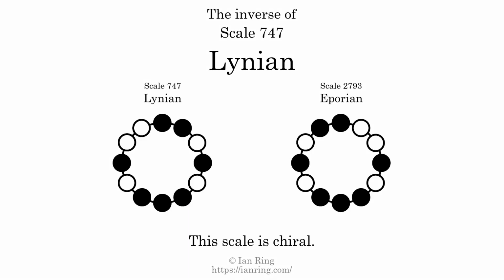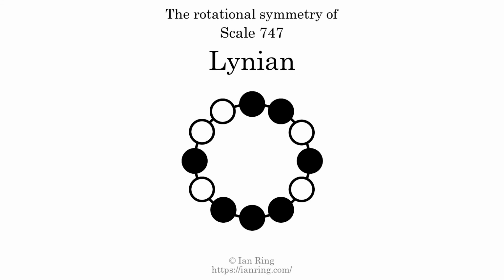The inverse of a scale is a mirror image. It is what you get when the sequence of intervals is reversed. The inverse of this scale is scale 2793, also known as Aporean. This scale is chiral. It cannot transform into its inverse by rotational transformation. This scale has no rotational symmetry.